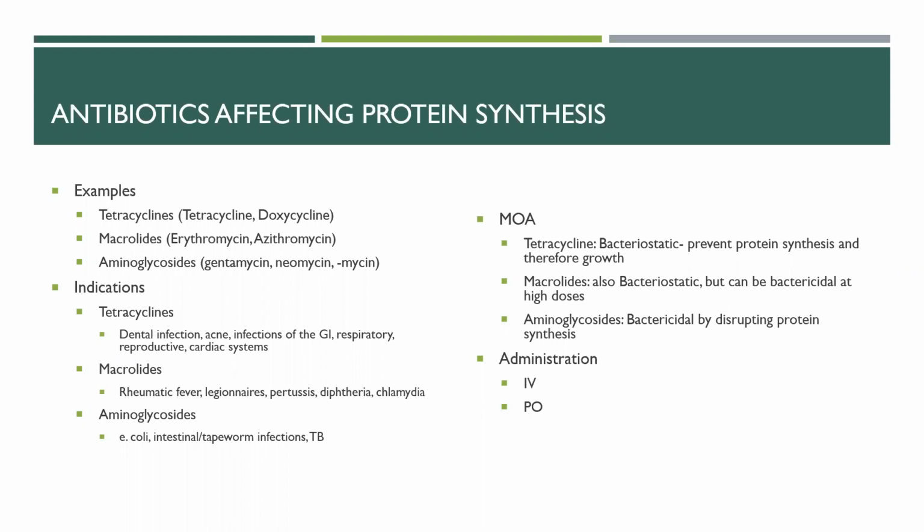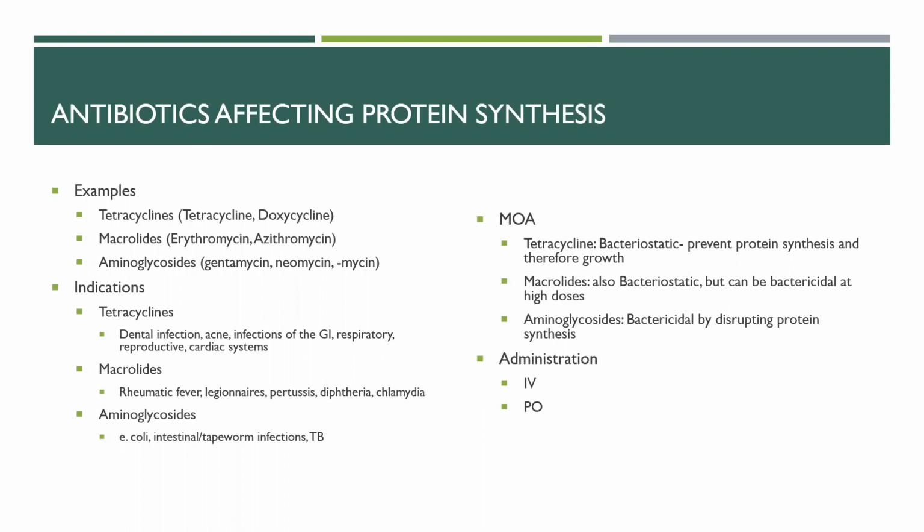Indications of tetracyclines is it can be used to treat dental infections, acne, infections of the GI system, respiratory system, reproductive system, and cardiac systems. For macrolides, it can be used to treat rheumatic fever, Legionnaire's disease, pertussis, diphtheria, and chlamydia. And then our aminoglycosides can be used to treat E. coli, intestinal tapeworm infections, and tuberculosis.